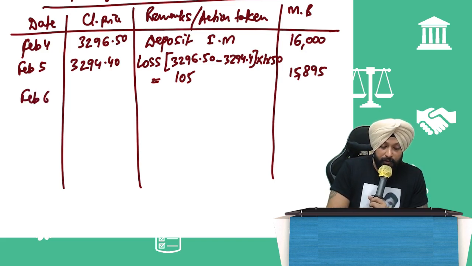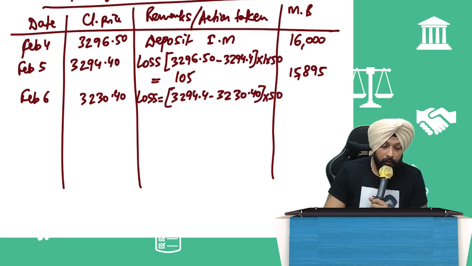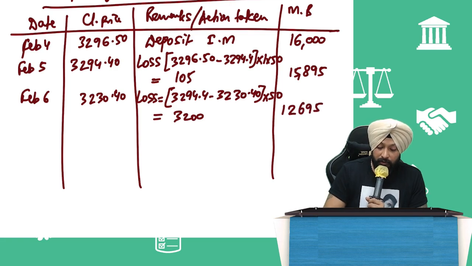Next, February 6, 3230.40. Again, a loss. From your previous day, you will check 3294.40 minus 3230.40. 3,200 is your loss. Your balance is 12,695.